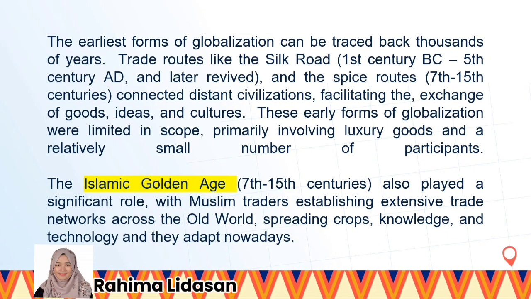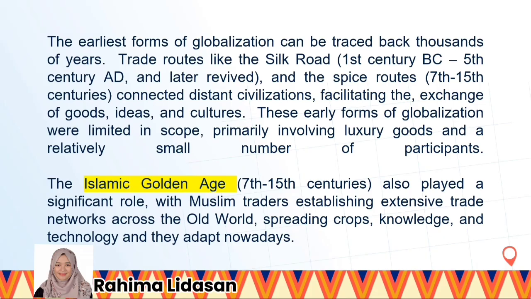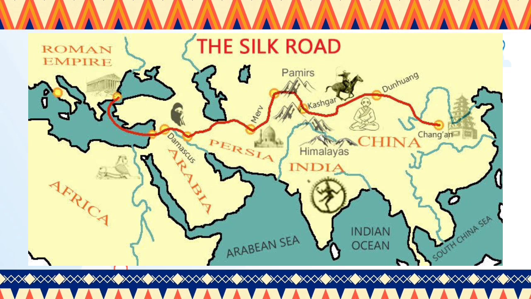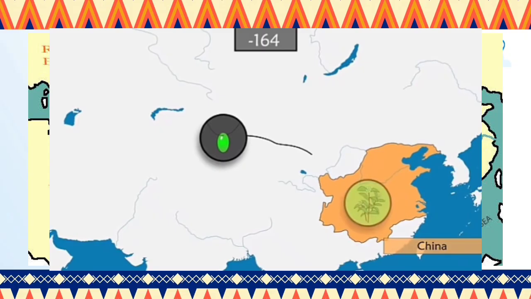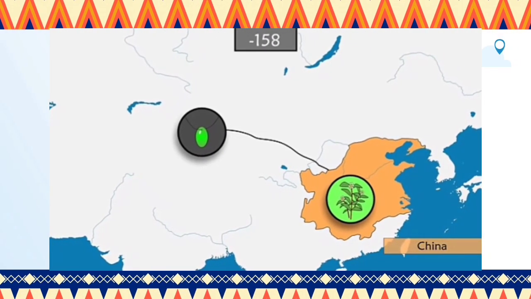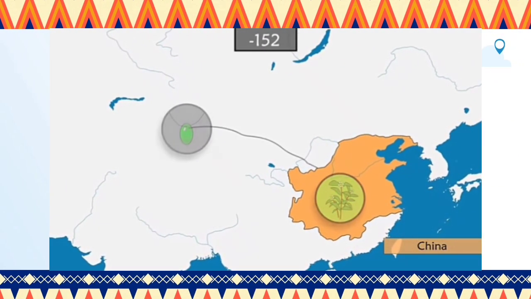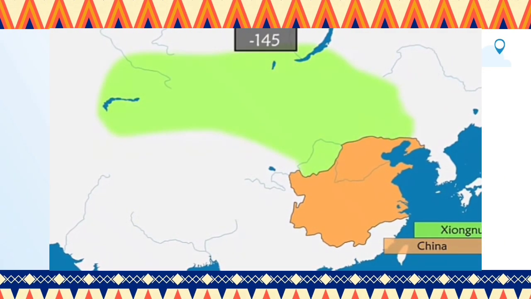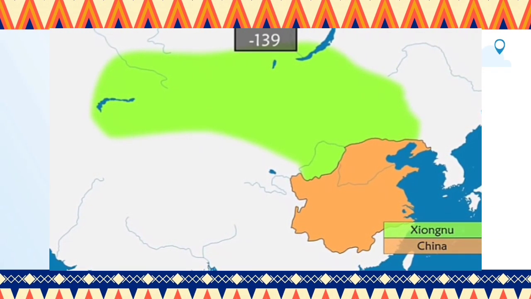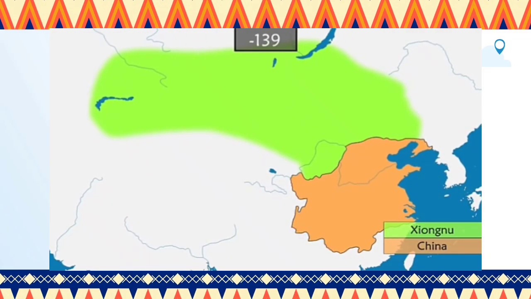Trade routes like the Silk Road and the spice routes connected distant civilizations, facilitating the exchange of goods, ideas, and cultures. The Silk Road was an ancient network of trade routes that connected China with the Middle East, Europe, and parts of Africa. It began during the Han Dynasty of China around the 2nd century BCE and was active for over 1,500 years, especially flourishing under the Tang and Mongol empires.